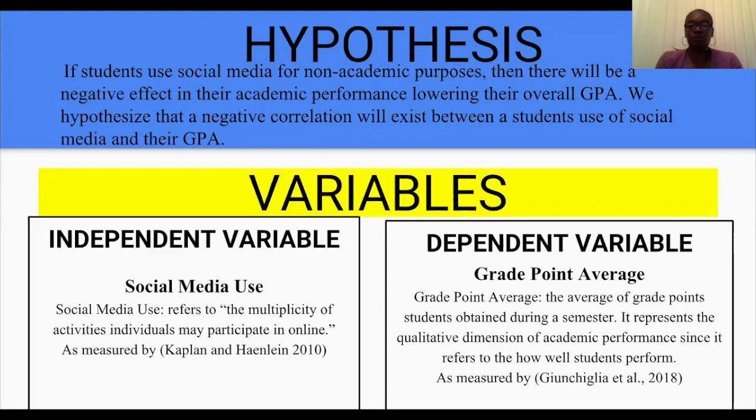The variables measured were social media use as the independent variable. Social media use refers to the multiplicity of activities individuals may participate in online. The dependent variable measured was grade point average. Grade point average refers to the average of grade points a student obtains during a semester, and it represents the qualitative dimensions of academic performance since it refers to how well the student performs.